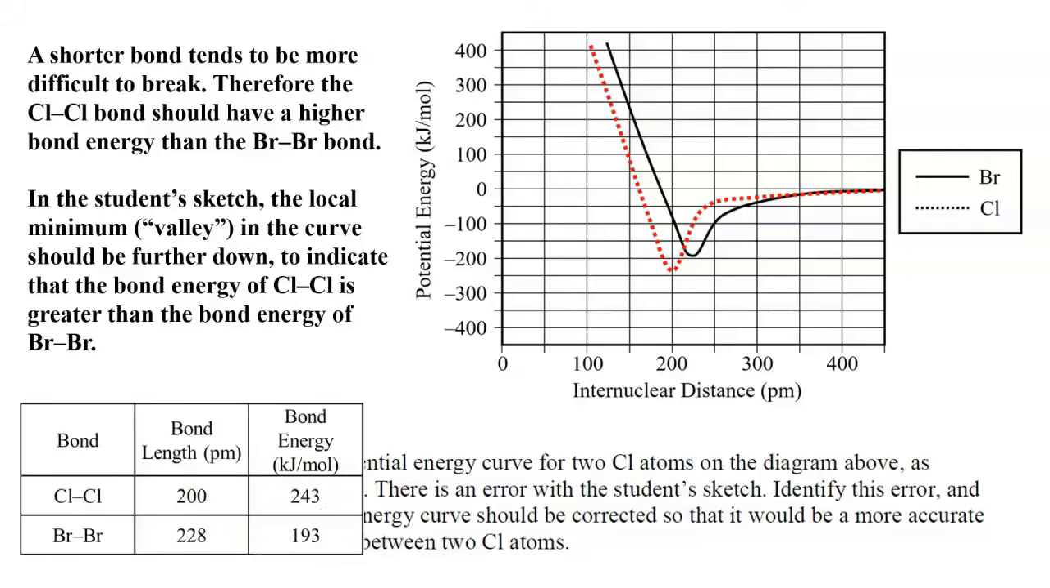If you wanted to see the actual value for the bond length and the bond energy comparing chlorine and bromine, here is the data. So you can see that for bond length, for chlorine, it's around 200 picometers, and for bromine, it's around 228. So again, the chlorine bond is shorter. And then for bond energy, it's 243 kilojoules per mole for chlorine compared to 193 for bromine. So that chlorine-chlorine bond does require more energy to break that bond.